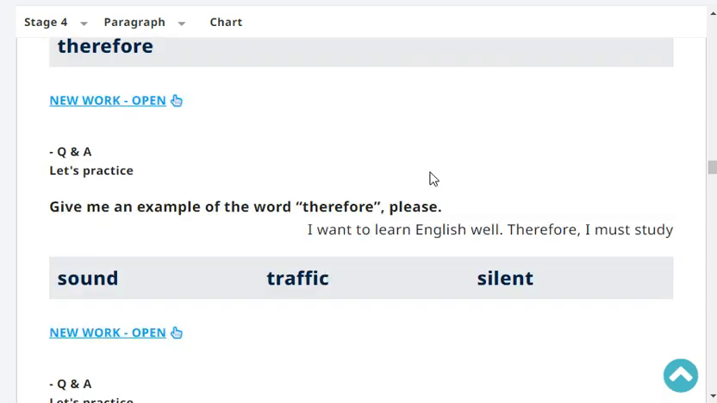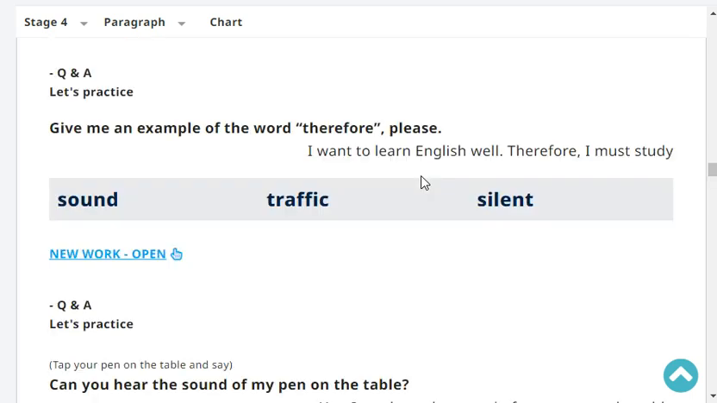Okay, give me an example of the word therefore, please. I want to learn English well. Therefore, I must study. Very good.